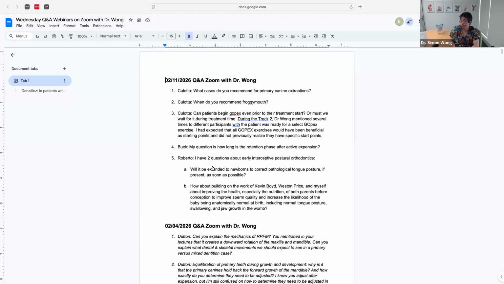All right, so that's primary canine extractions. Next question is, when do you recommend Froggy Mouth? So Froggy Mouth is an appliance designed by a French orthodontist that retracts the lips, and when worn with the head level or perpendicular to the ground, in order for a child to control their saliva flow from running out of their mouth.